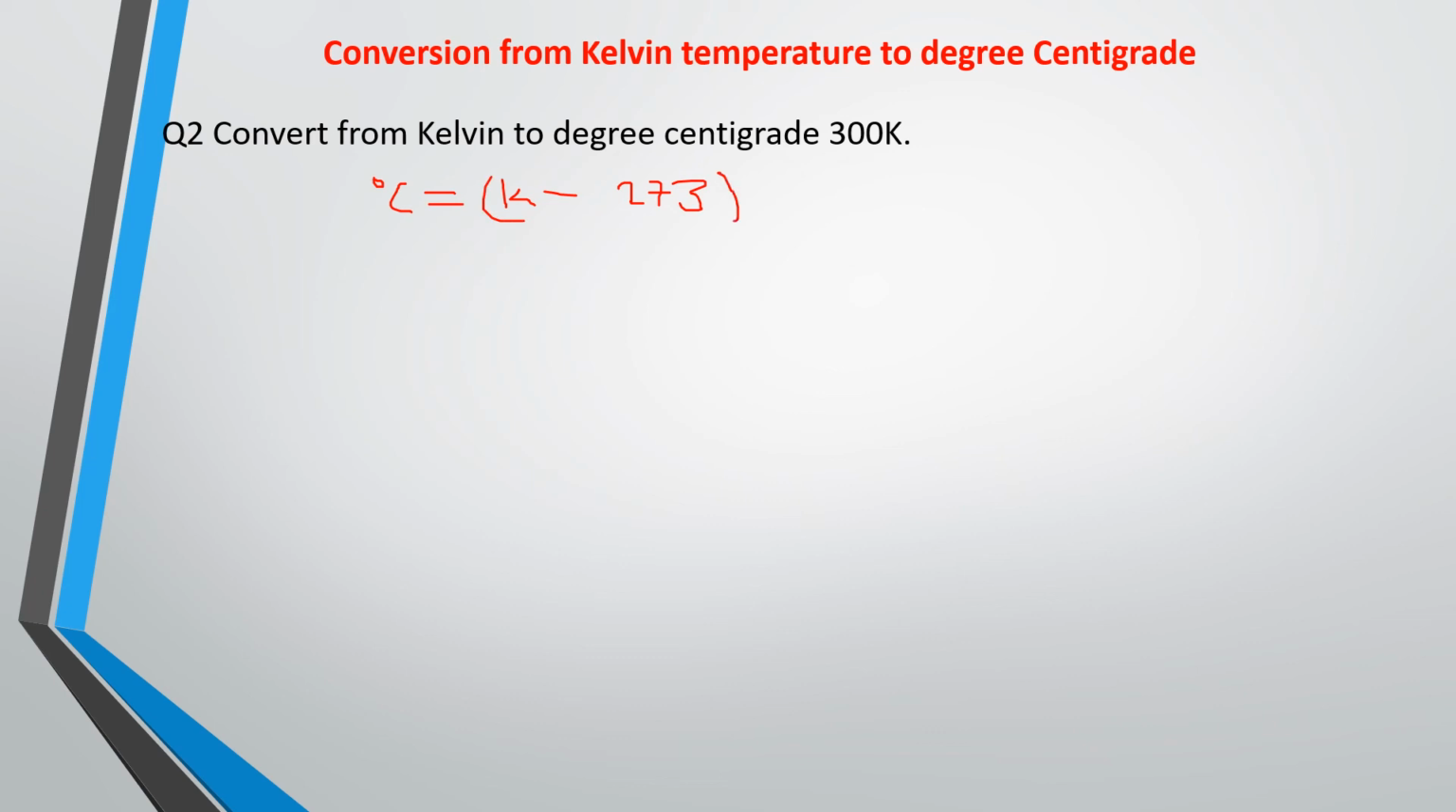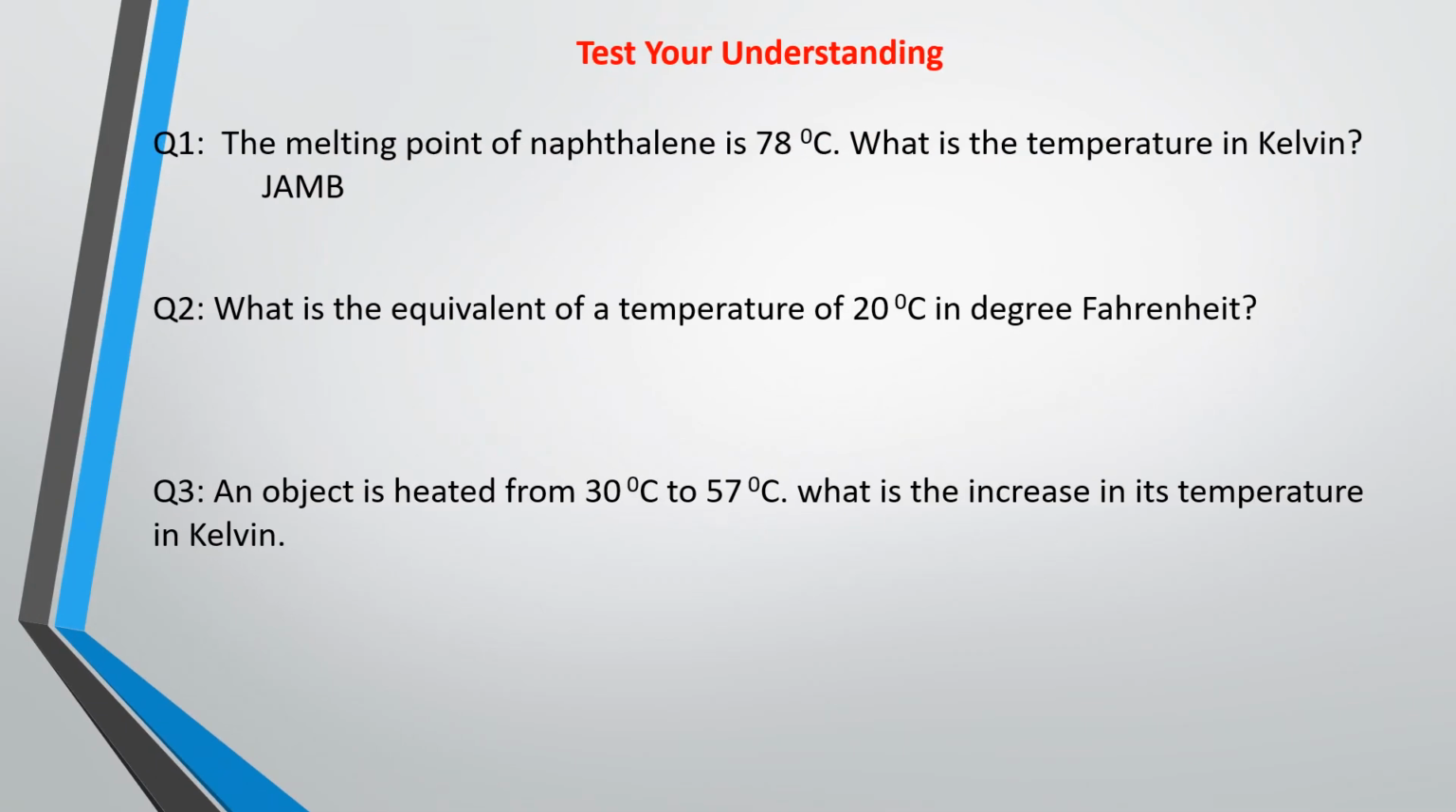So if you put that, you will have 300 minus 273. So that gives you your answer in degrees centigrade, and your answer will be equal to 27 degrees centigrade. This is 27 degrees centigrade. Okay, so application of these equations are easy.